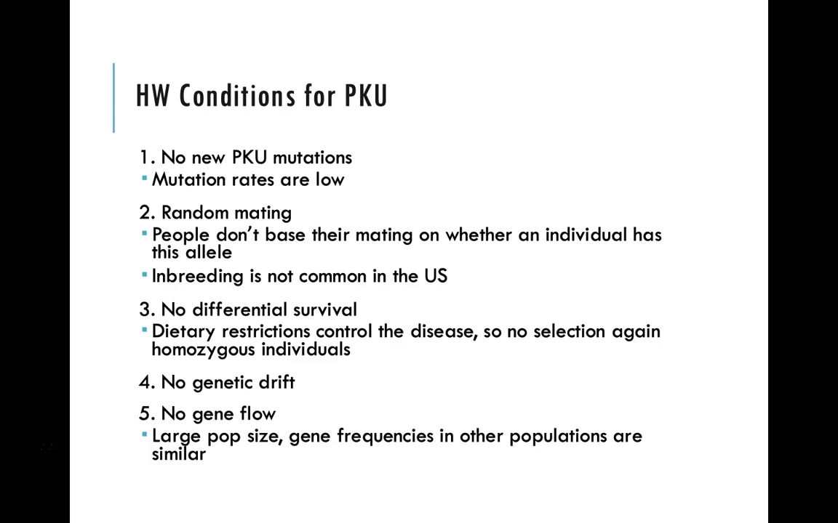So this one is a little bit harder to think about because if you think about it, there are people moving in and out of the U.S. population at all times. But gene flow, if the population where somebody is coming from has an allele frequency that's the same for this allele, then it's not going to change the allele frequencies. So the gene frequencies in other populations are similar, and our population size is large enough that gene flow is not going to affect the allele frequency of this allele. So we can assume that the PKU allele is in Hardy-Weinberg equilibrium.